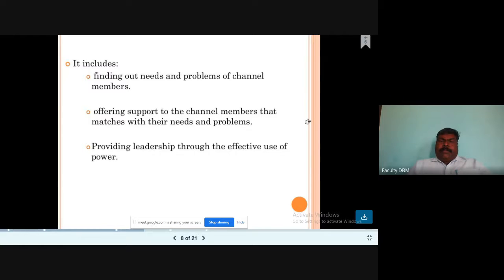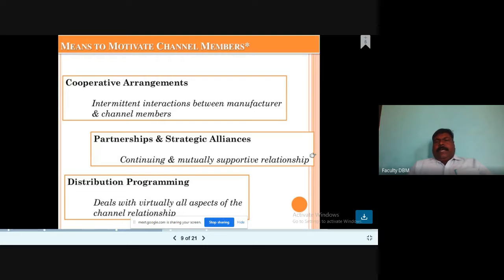So, offering support to the channel members that matches with their needs and problems, providing leadership through effective use of power. In their advertisements, they are going to give the names of dealers also. When advertisements are given in papers, you would have seen mostly automobiles, Honda, Tata Motors, Maruti Suzuki, and in small font you can see all the dealer names, because a small dealer cannot go for such an advertisement. For that reason, all the outlet names will be written in small letters with a big one-page, full colorful ad. So this is to motivate the channel members.